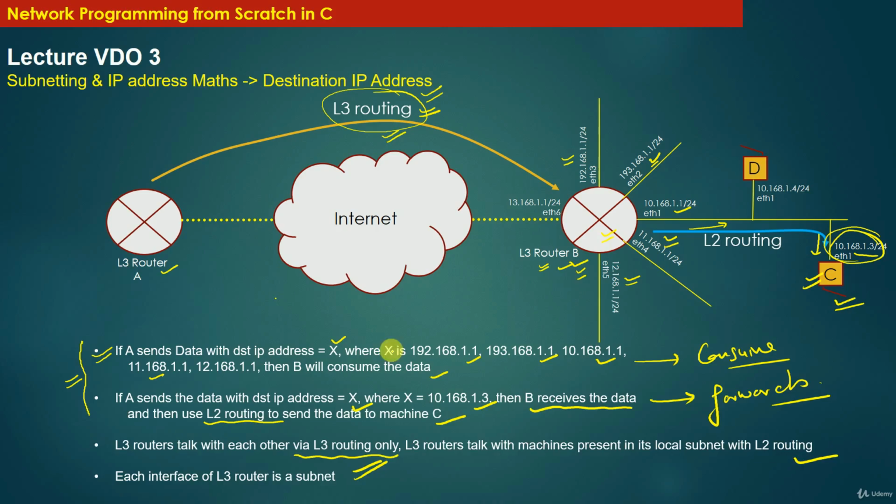Right? Also note the point here that each interface of an L3 router is a subnet. So you can see that in this example, this interface represents a subnet 192.168.1.0/24, and this interface represents a subnet 193.168.1.0/24, and so on.